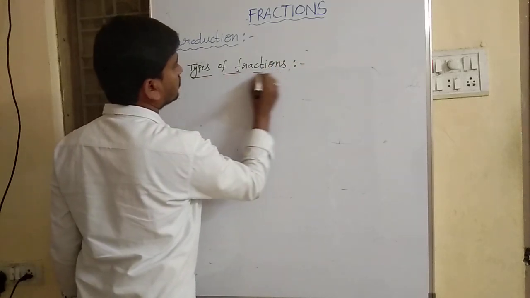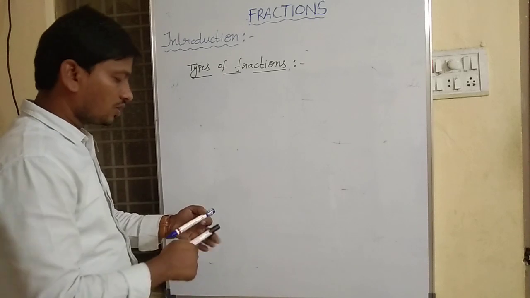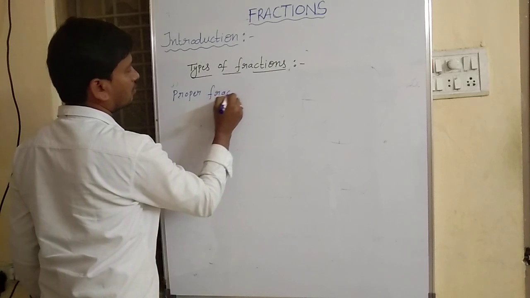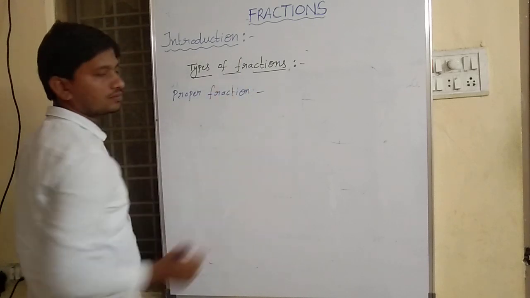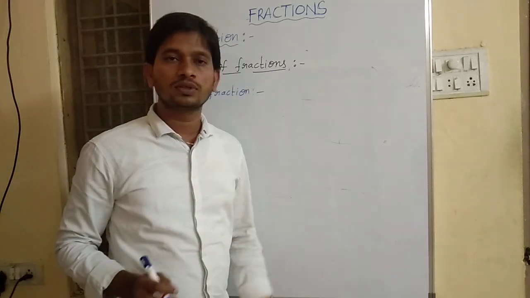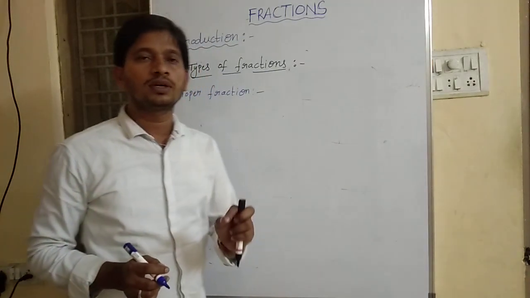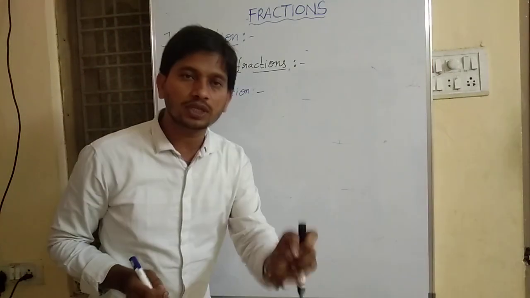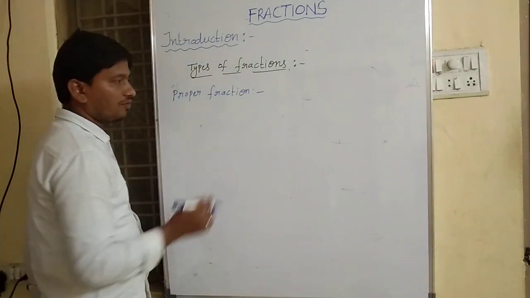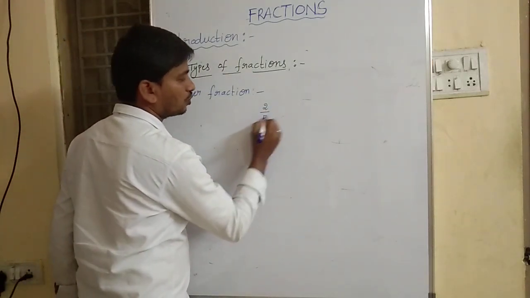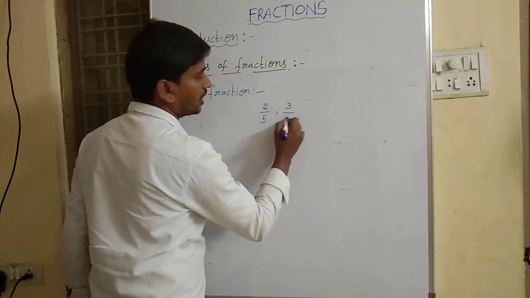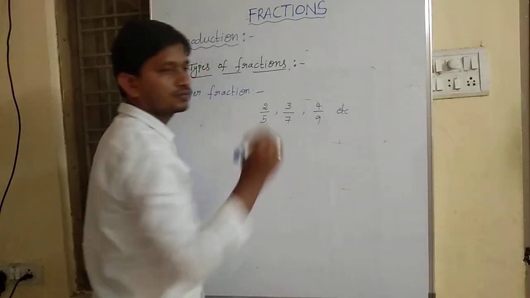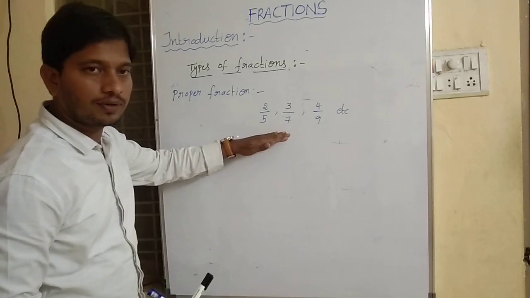Types of fractions. The first one is proper fraction. What do you mean by proper fraction? A proper fraction is a fraction in which the numerator is less than the denominator. Listen, let me write a few examples. For example, 2 by 5, 3 by 7, 4 by 9, etc.